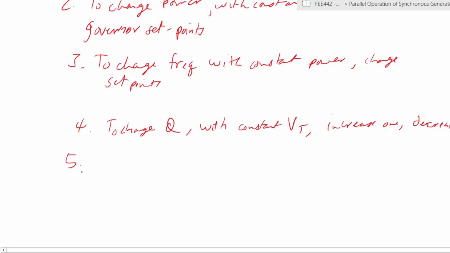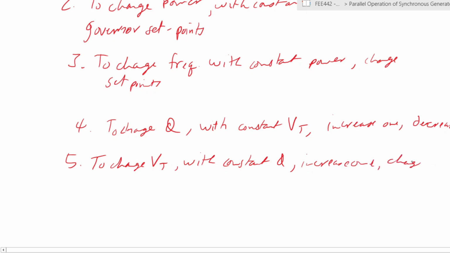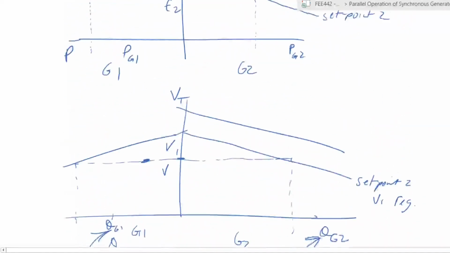And number 5, in order to change Vt with constant Q, we increase one, change, decrease the other. So let's go through these one by one.